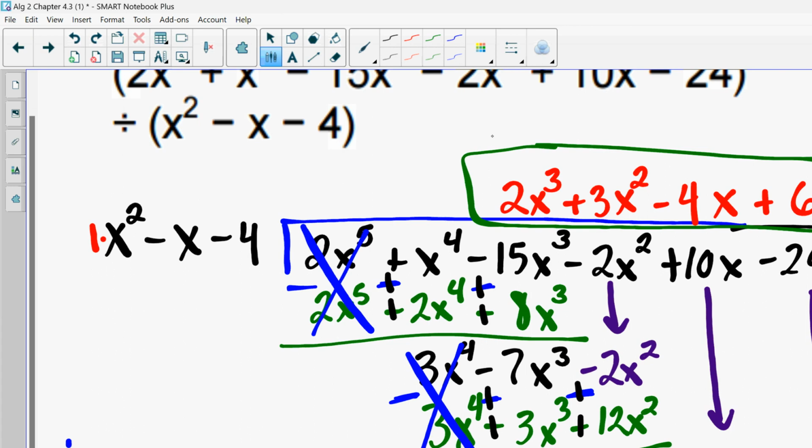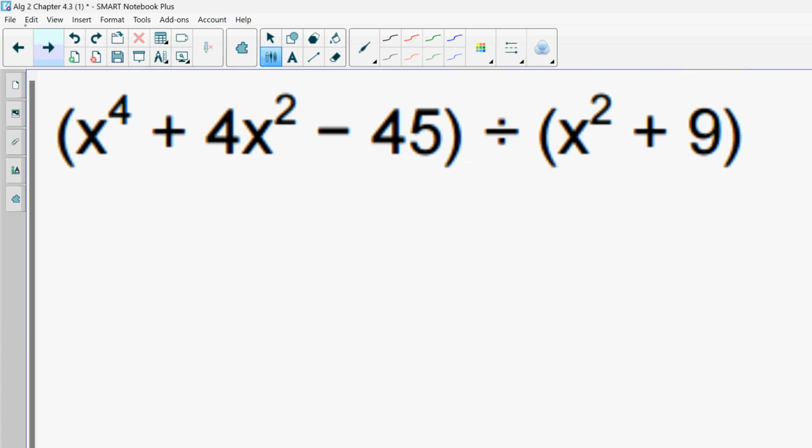Questions on this here? This is the last one we're going to look at. And this one here is going to take less steps than the previous one.